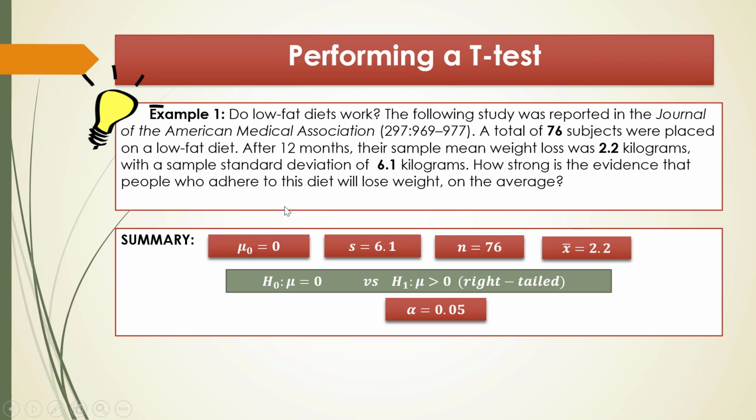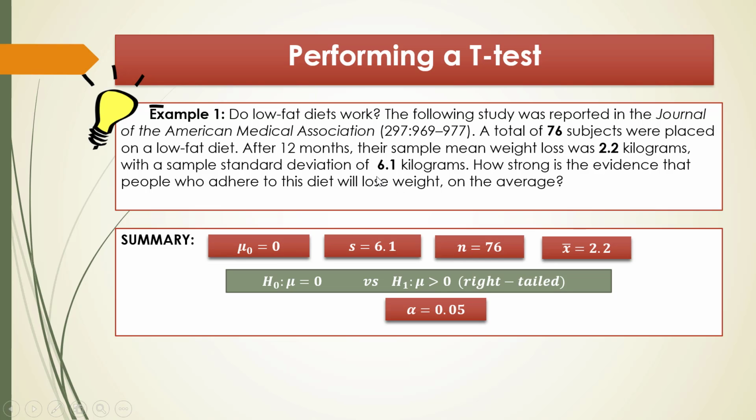So first we have to define the specified value of the null hypothesis. Here, there are 2 possibilities. Either the people who adhere to this diet will lose weight, that means the mean weight loss is positive, or the people who adhere to this diet will not lose weight, so the mean weight loss is 0. So the specified value mu naught is 0.